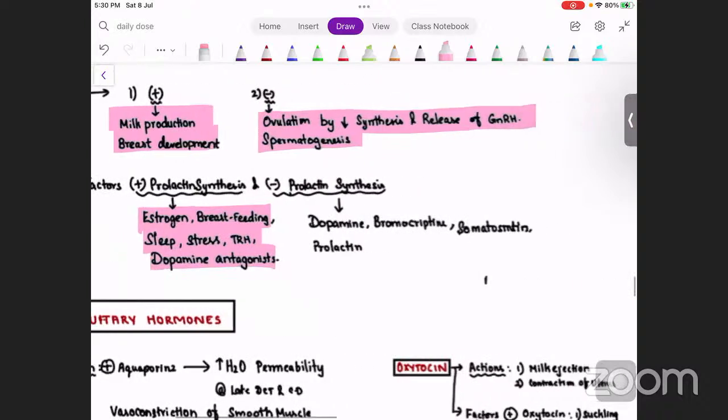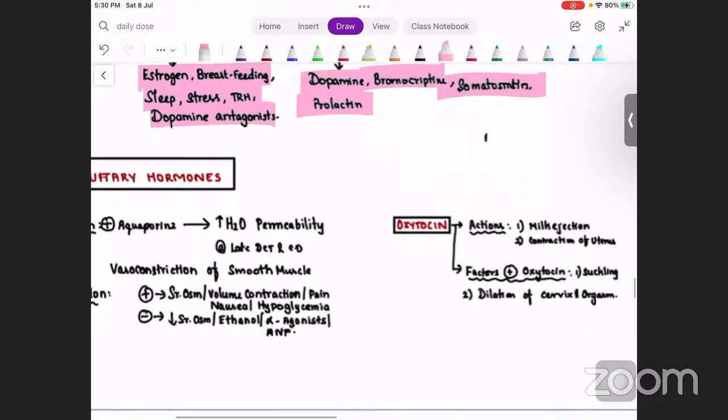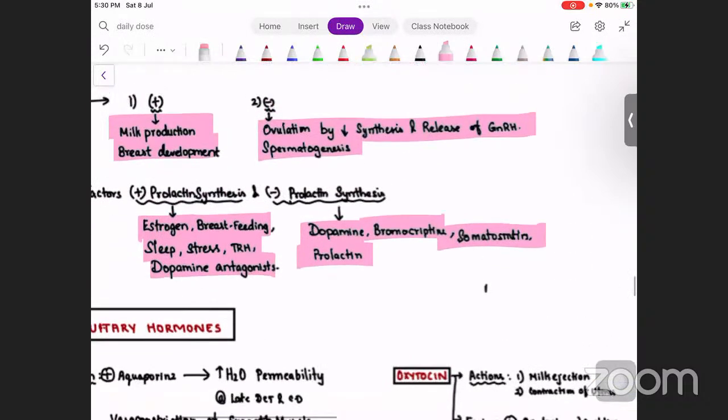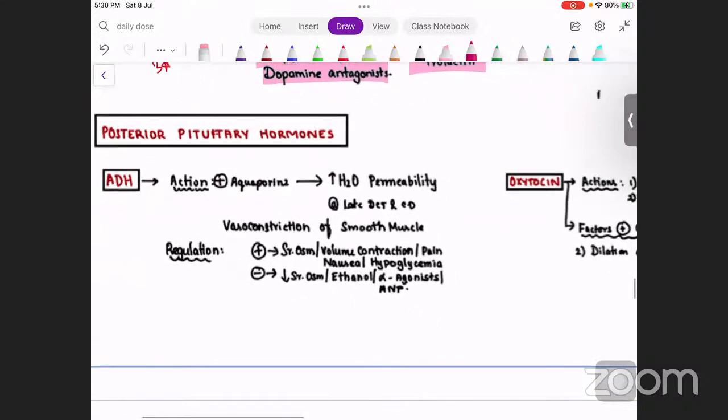Then inhibition of prolactin: that is dopamine, bromocriptine, somatostatin, and prolactin. Among them, dopamine is a very important one. You should not miss it. Dopamine inhibits prolactin.